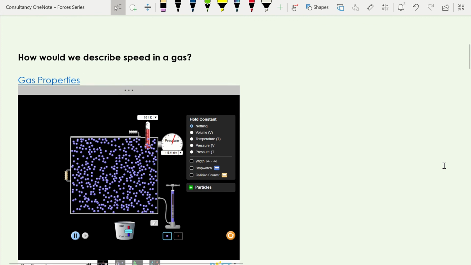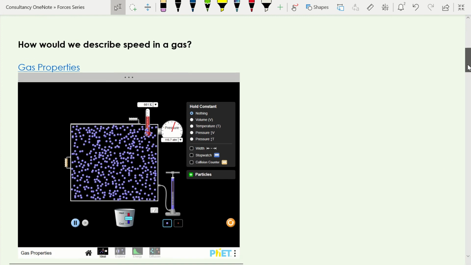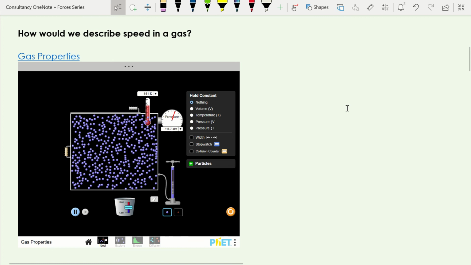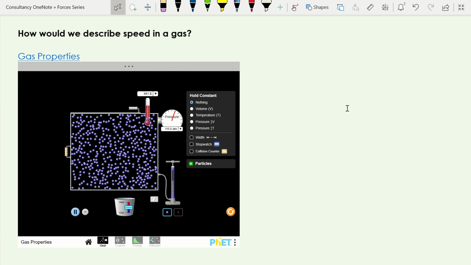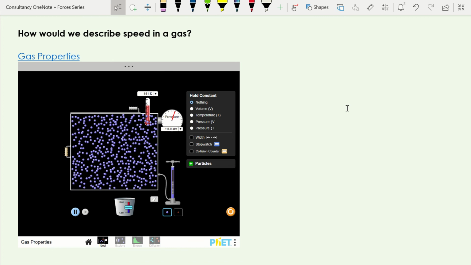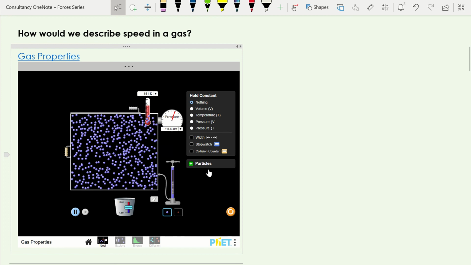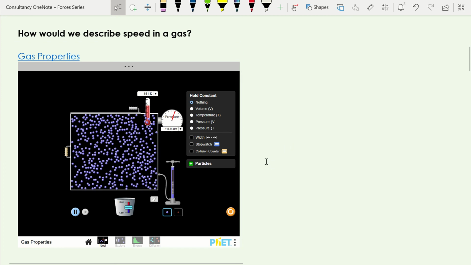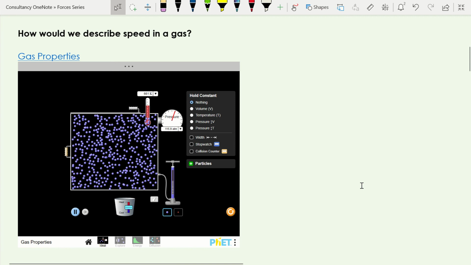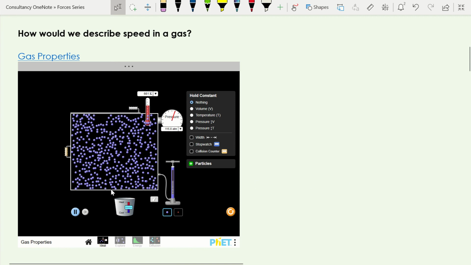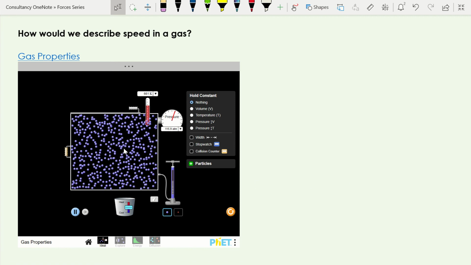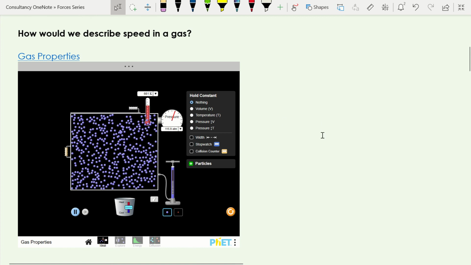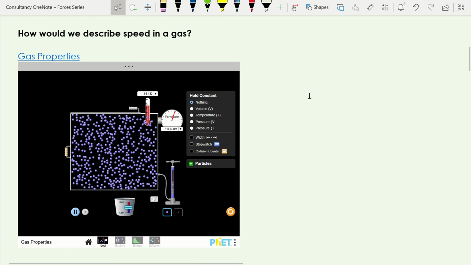So let's focus on the topic at hand, looking at speed and velocity in a gas, and looking at the particles in a gas. So here I've got a PhET simulation up, so you can have a play with this yourself if you go to the website PhET and search for gas properties. In here, what we've got is a model showing all the gas particles, and we're going to look at just describing speed to start off with, and we'll come to velocity later on.